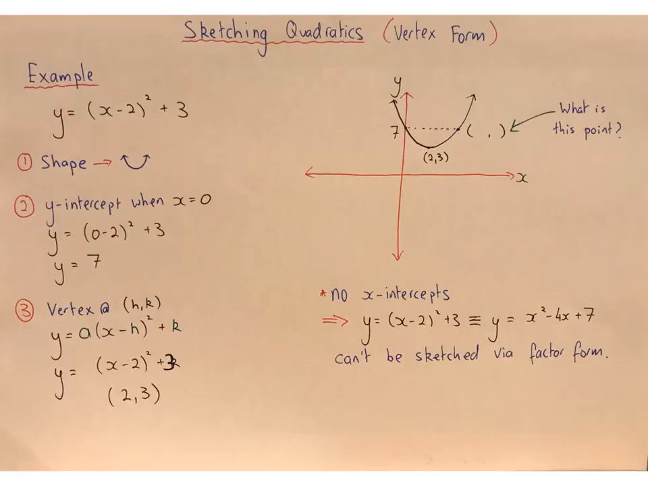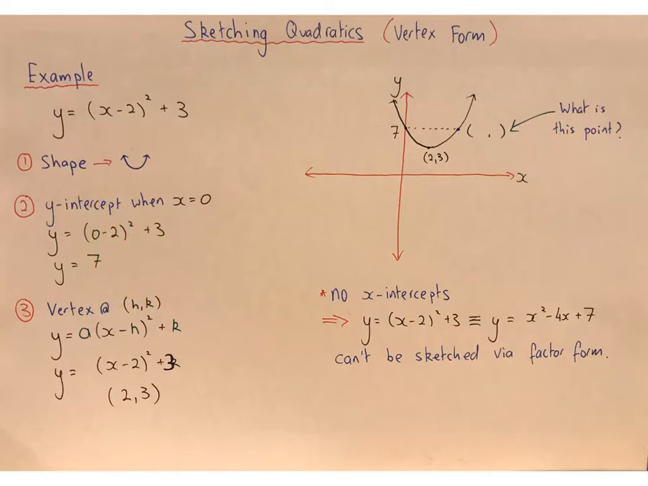Let's look at an example here where we have our relationship given in vertex form. We have y equals x minus 2 squared plus 3. So first the shape. Here I can tell if I expanded here, my x squared term would be positive, meaning my parabola opens upwards.